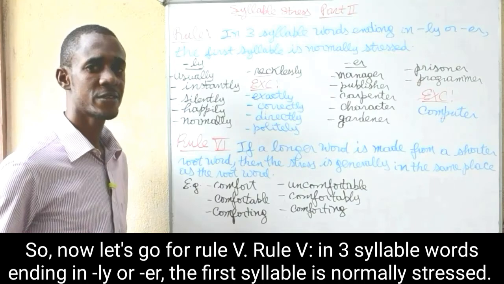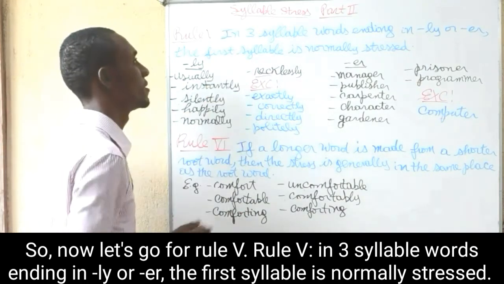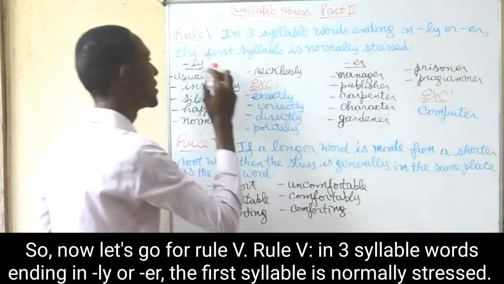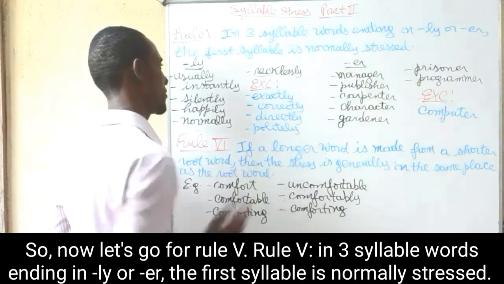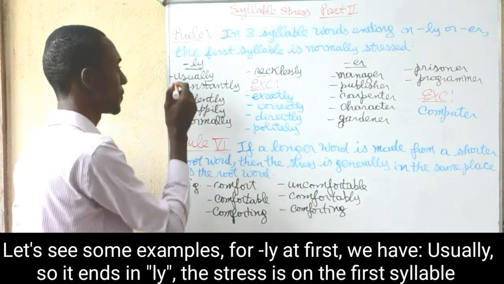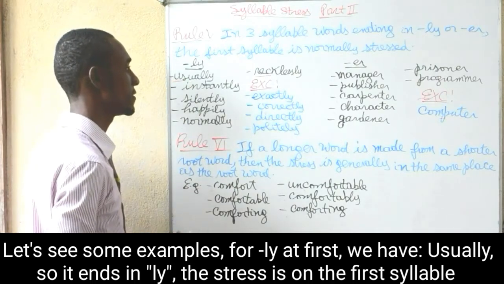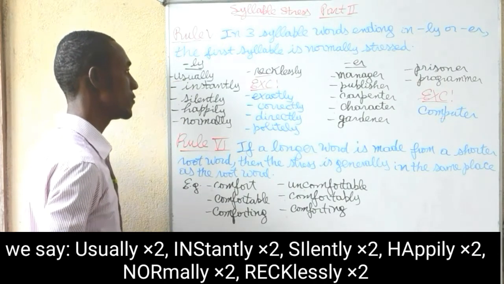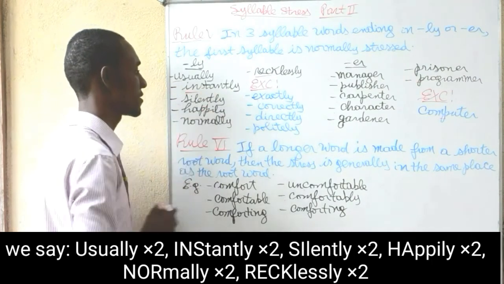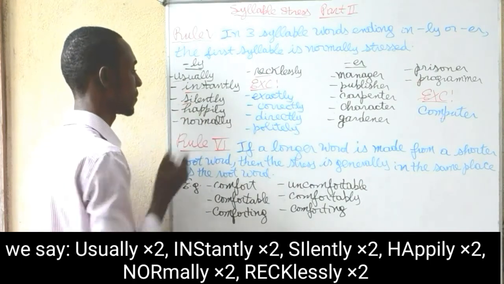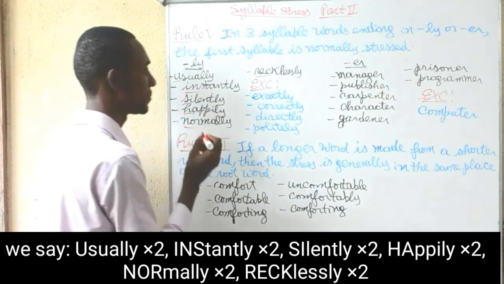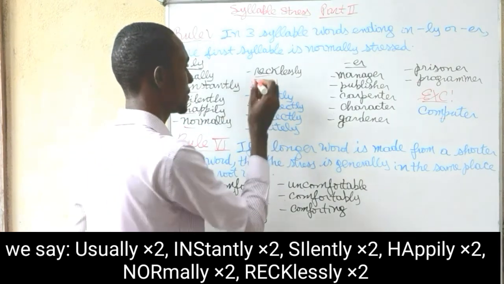So now let's go for rule number 5. In three syllable words ending in ly or er, the first syllable is normally stressed. Okay, let's see some examples. For ly at first, we have usually. So it ends in ly. The stress is on the first syllable. We say usually, instantly, silently, happily, normally, recklessly.